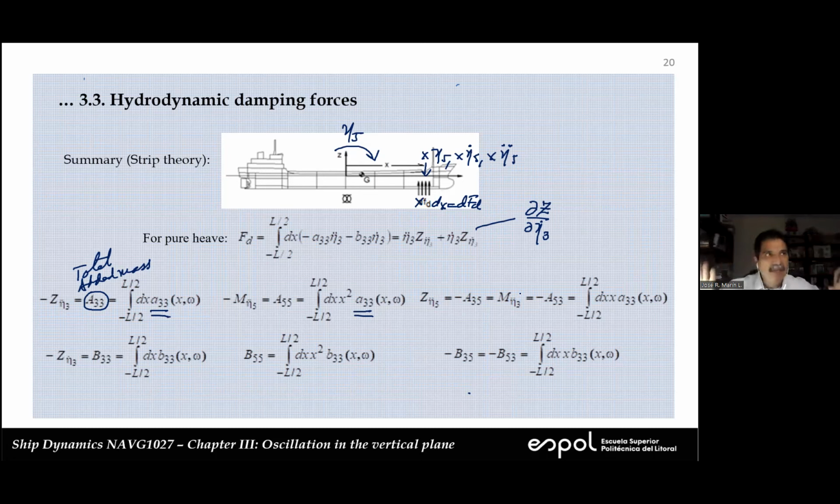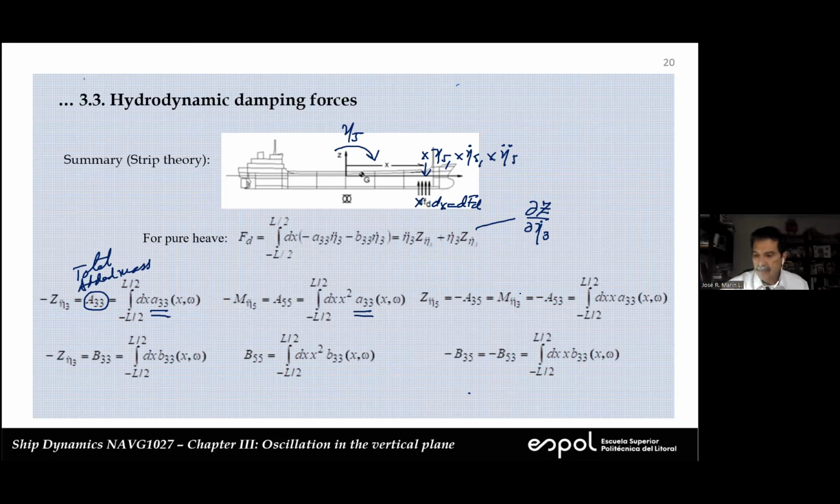Okay, that's the summary of the hydrodynamic coefficients. So we have hydrostatic, hydrodynamics, we have the inertial terms. The only term that is missing, well, we are not going to do it today because I don't think we're going to have time, is the excitation that comes after this.